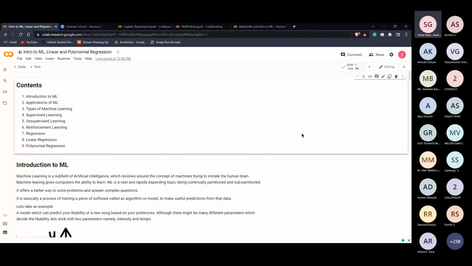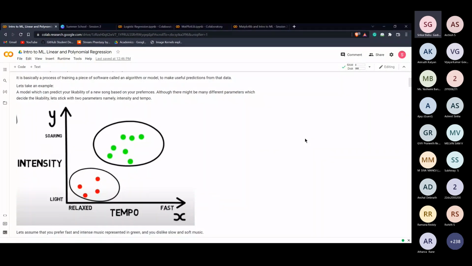Let's take an example. Let's say you have preferences in your songs, and I have data of your song preferences. I know that you like fast and very intense music, and you dislike light and very relaxed music. Initially, I'll create some model. We'll see how to create this model and how the model works later on.